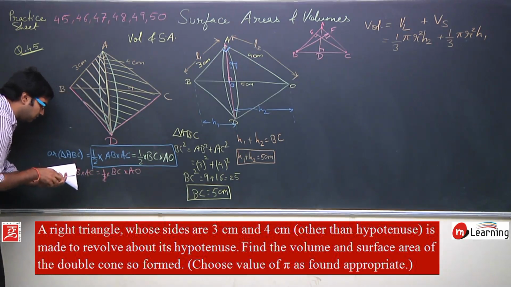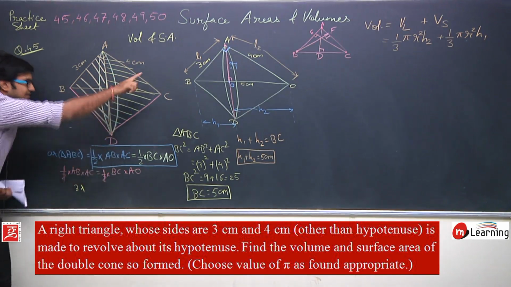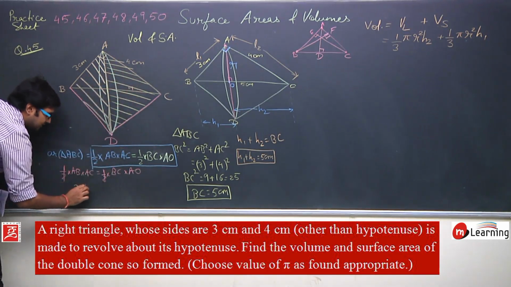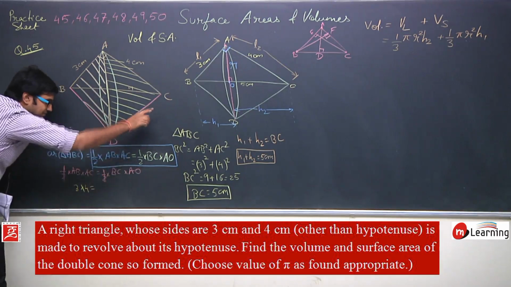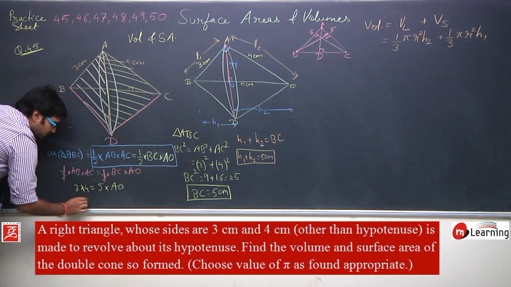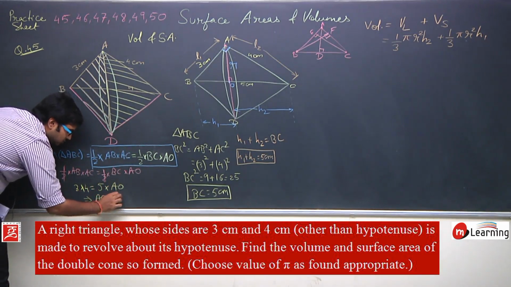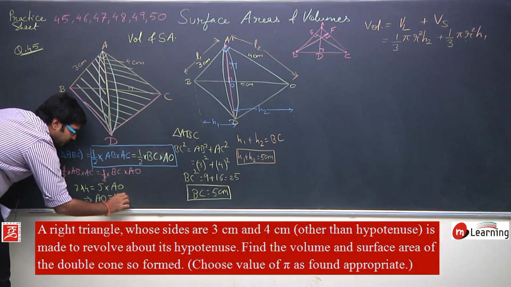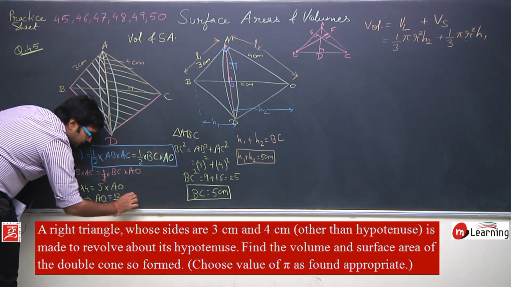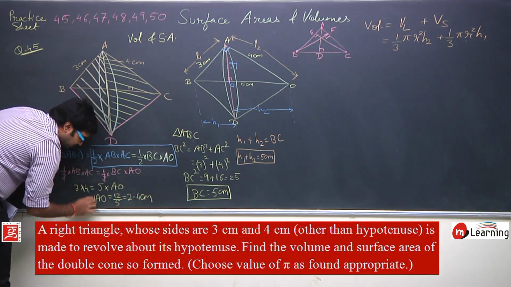What is the value of AB? AB is 3 centimeters into what is AC? AC is 4 centimeters. This is equal to BC. BC is 5 centimeters into this is AO. So if you solve this, you will get the value of AO is equal to 12 upon 5, that is 2.4 centimeters.